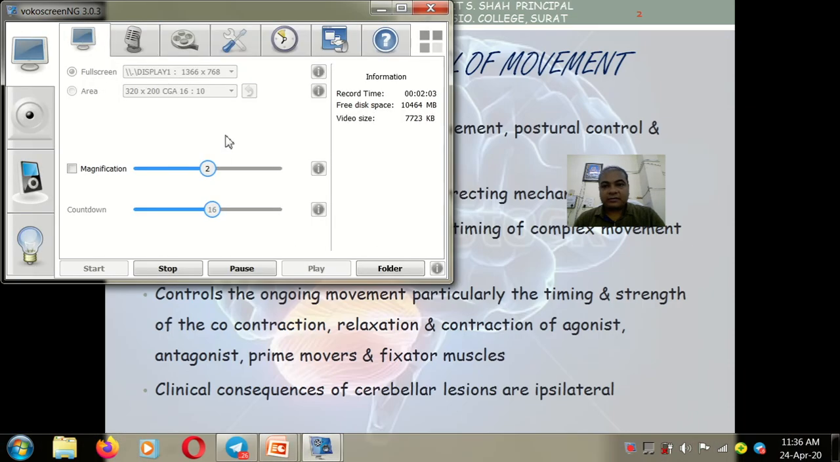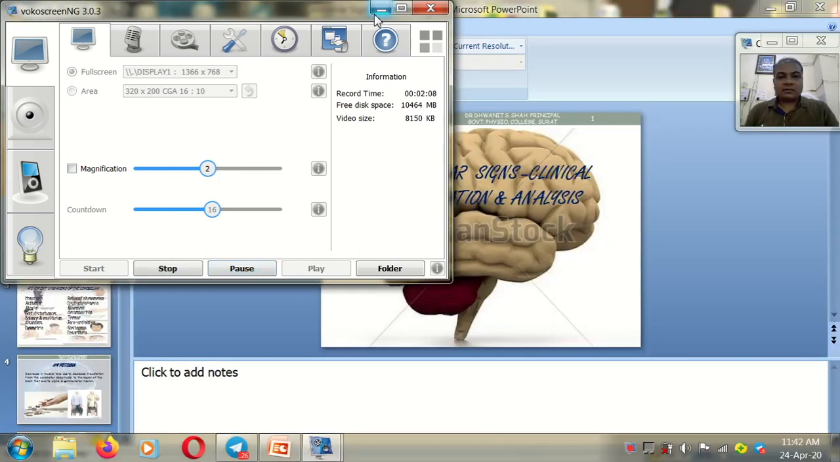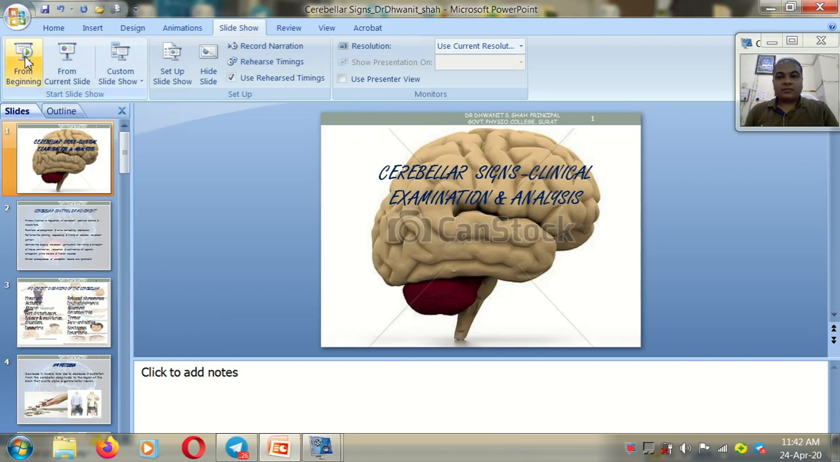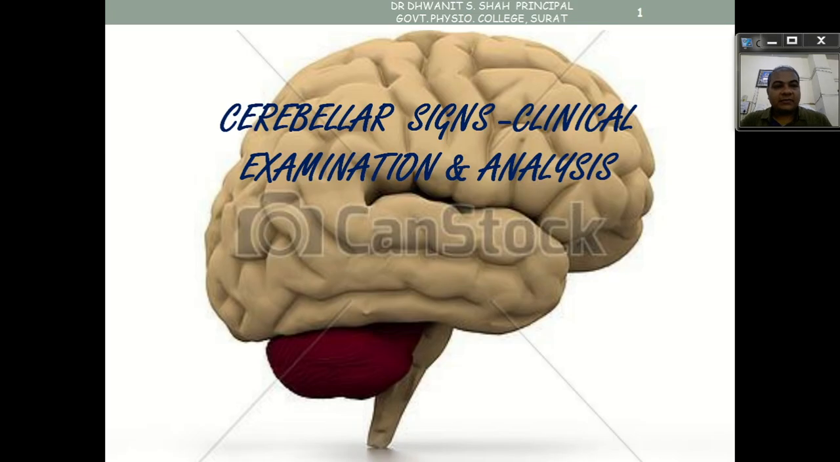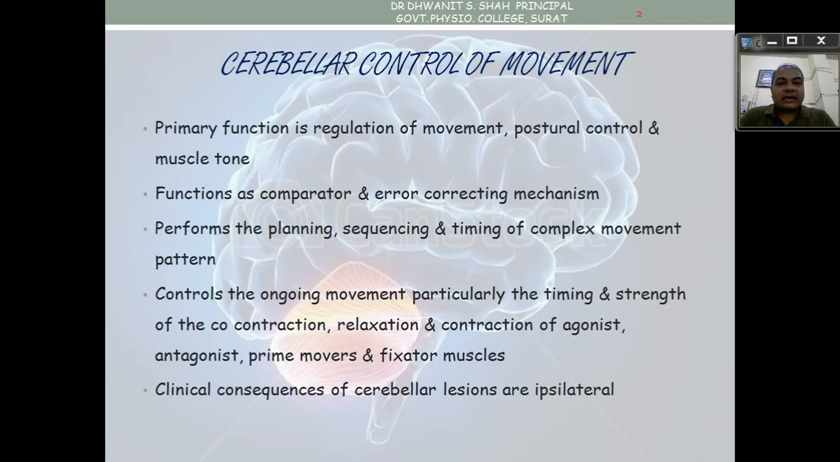So we start with the beginning. First I will go to the cerebellar control of movement. You must be knowing about how the cerebellum is controlling movement and is also helpful for posture control and muscle tone. This is the main function of the cerebellar control.